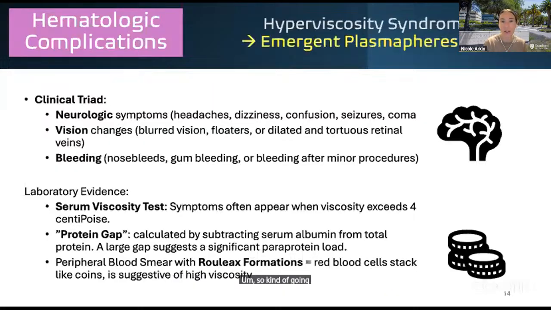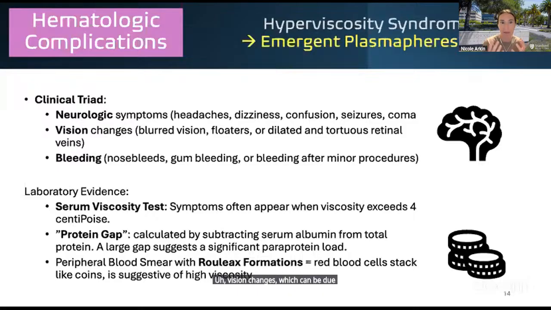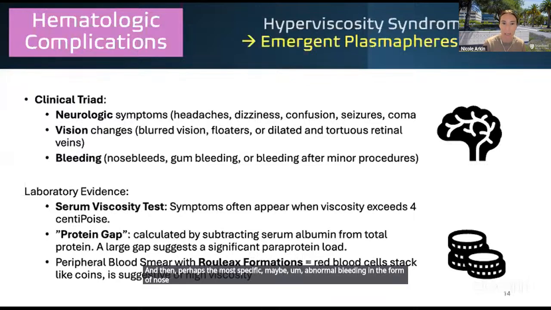Going a little more into what this emergency triad looks like clinically, you may see a patient presenting with neurologic symptoms that could be as mild as headaches, but then progressing to dizziness, confusion, seizure, coma. Vision changes, which can be due to a retinopathy, so blurred vision, floaters, dilated or tortuous retinal veins that can be seen on exam. And then perhaps the most specific, abnormal bleeding in the form of nosebleeds, gum bleeding, or bleeding with minor procedures.